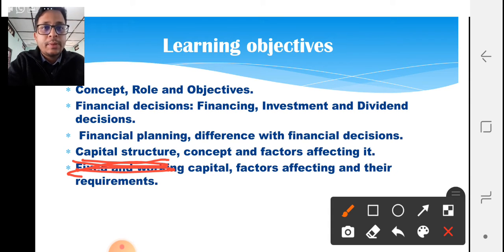Take for example that the capital of a particular firm is 1 crore rupees. Out of this 1 crore, what is the percentage amount of debt, and what should be the percentage amount of equity? That must be analyzed beforehand. We are going to discuss in detail in the coming slides the concept of capital structure, and also the factors affecting it. What are the factors that should be considered while deciding the financial structure of a particular company?